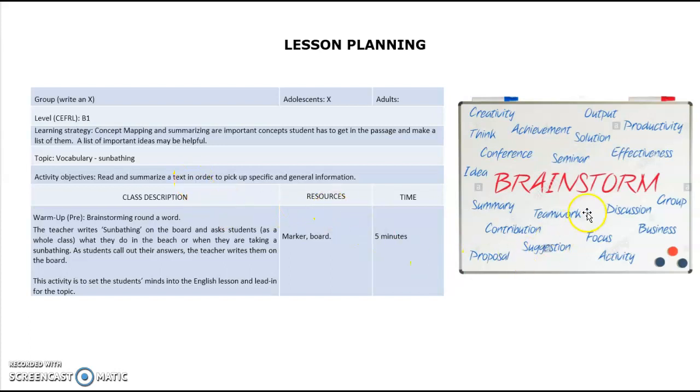information. Okay, the warm-up in our class is to make a brainstorm around a word. The teacher could write the first word and draw a circle around it with a marker. Then make an arrow to another word that the students could say, like beach, or another arrow with sun, another with skin, whatever the student wants.